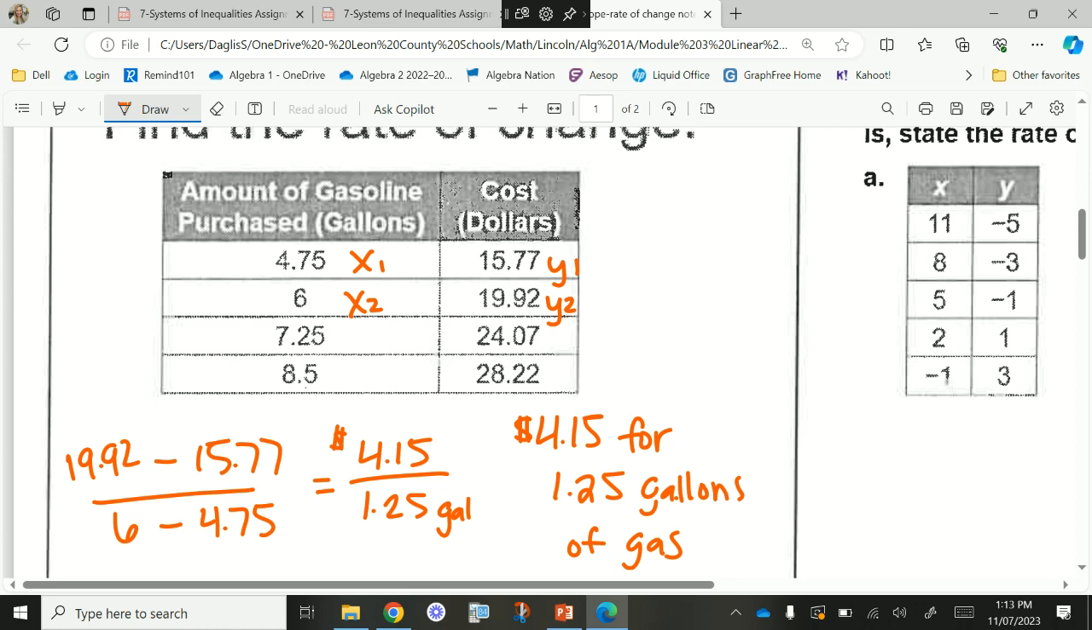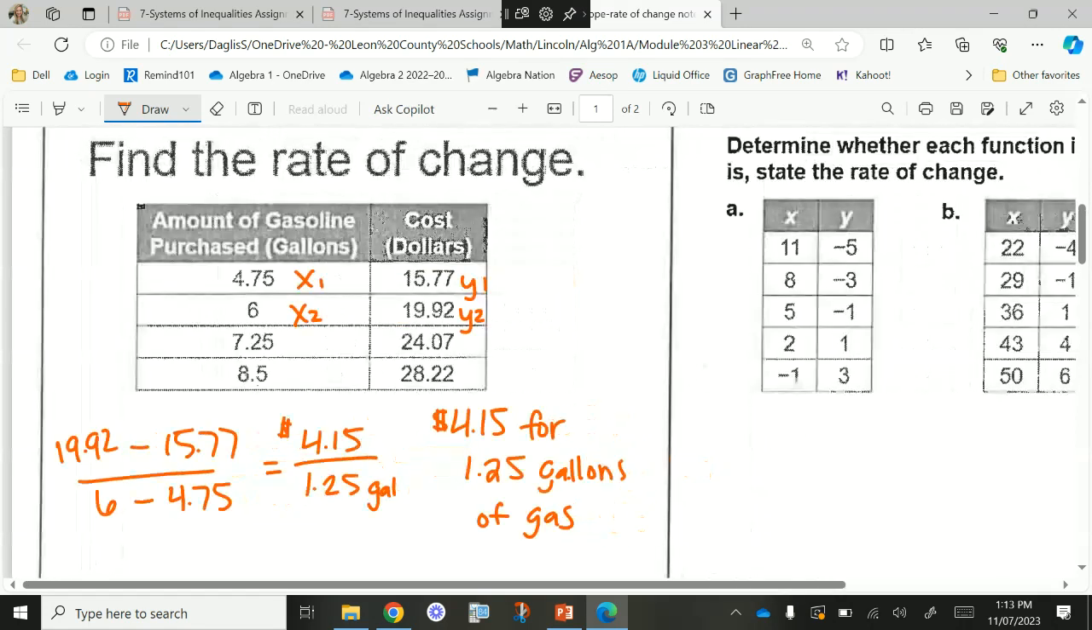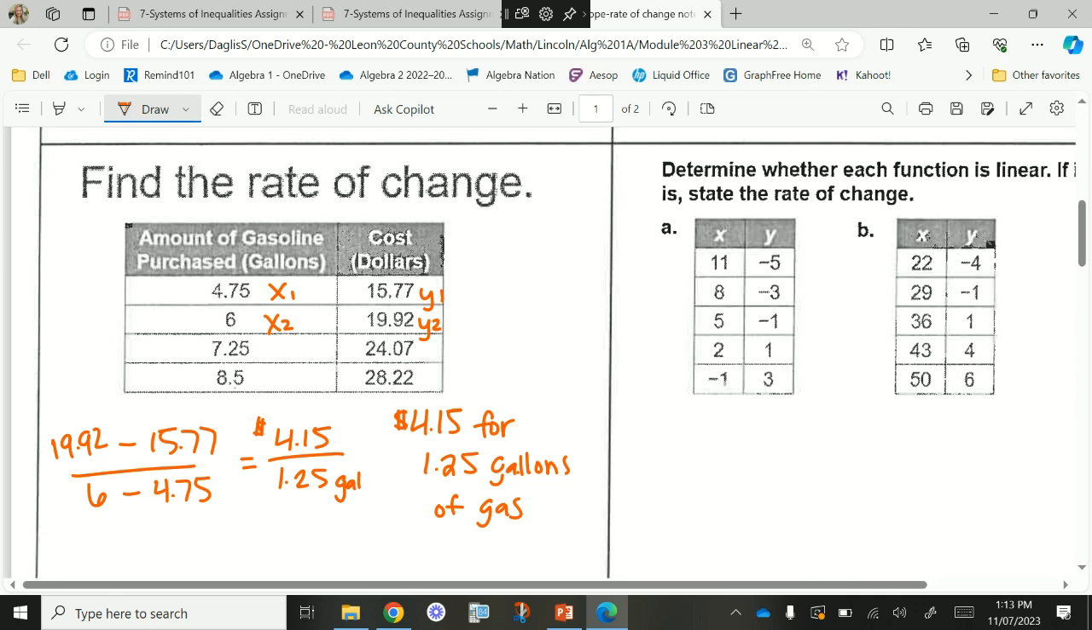All right. We're good? Kind of. Do you get where the words come from? Yes. We get what's y and what's x, and we write the change in y over the change in x. So that's how I know where my words go. All right.